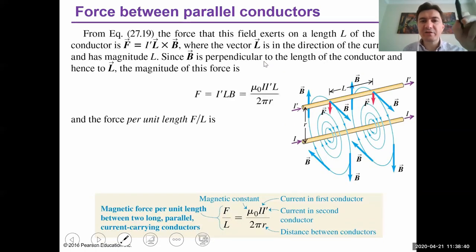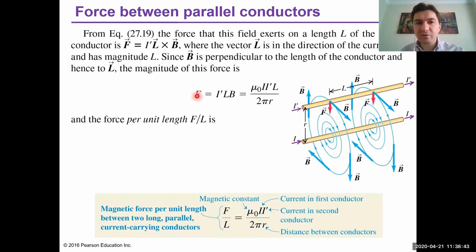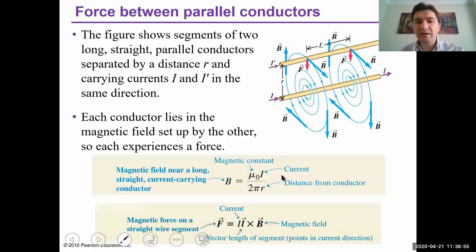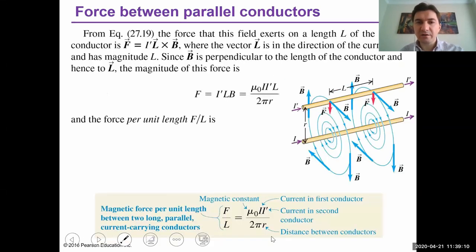So let's go into detail a little bit. We are trying to calculate the force acting on the upper conductor, produced by the lower conductor. B produced by that conductor is given by that expression. r is the distance in between. Current flowing here, and this is the magnitude of the magnetic field. Then I will try to calculate force. Just take this B here, and here we have I prime, current in that conductor, length of that conductor, and B produced by the other conductor on this one. Then we have that expression.